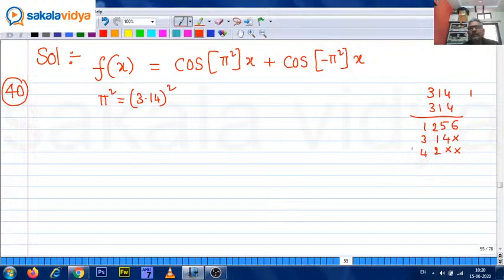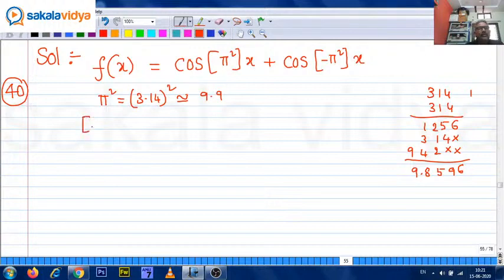4, 9, 6, 9, 5, 8, 9. How many points? 4 points. 9.8596. We can write 9.9, no problem. So this is approximately equal to 9.9.